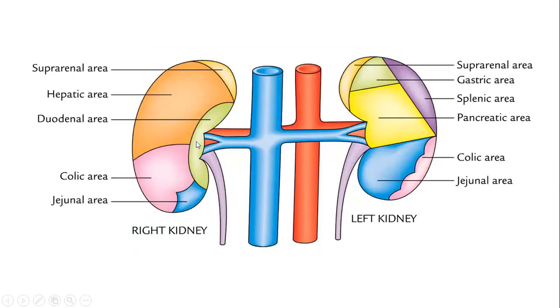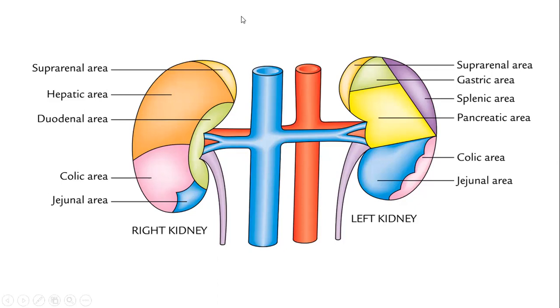In this diagram, certain impressions on the kidneys are shown. Again, these impressions are left by those structures that also form relations with each of these kidneys.